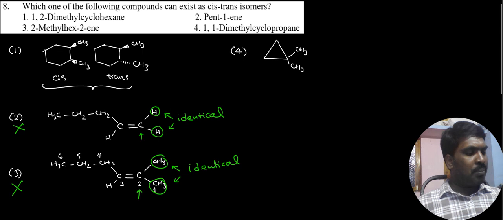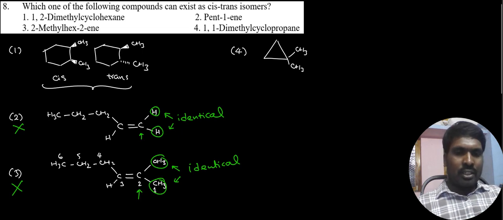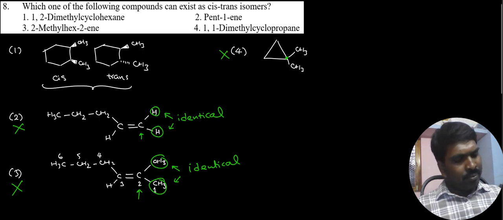Now moving to the fourth compound, 1,1-dimethyl cyclopropane. Disubstituted cycloalkanes can exhibit geometrical isomerism, but the two alkyl groups must be substituted on different carbon atoms, like 1,2 positions or 1,3 positions. But here two alkyl groups are attached to the same carbon atom, two methyl groups substituted on the same carbon atom. That's why it could not exhibit geometrical isomerism. So which option is the right answer? Option 1 is the right answer.